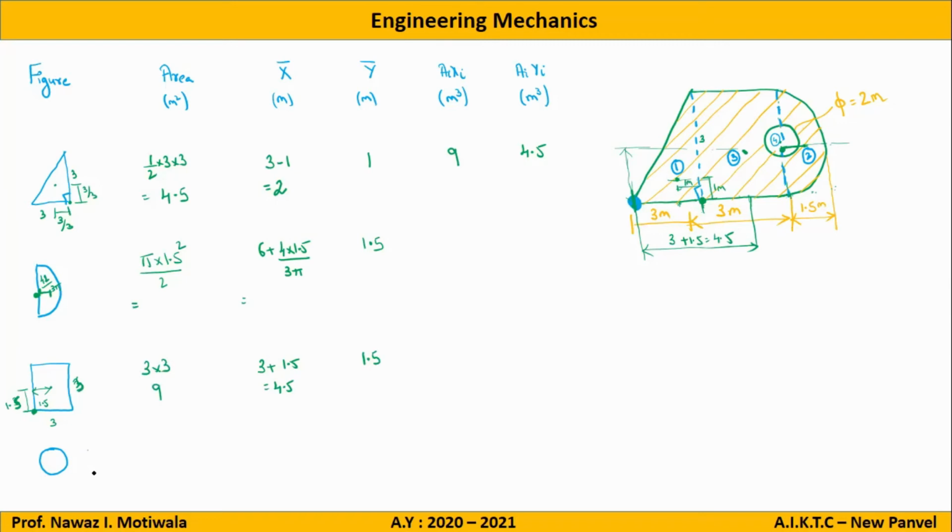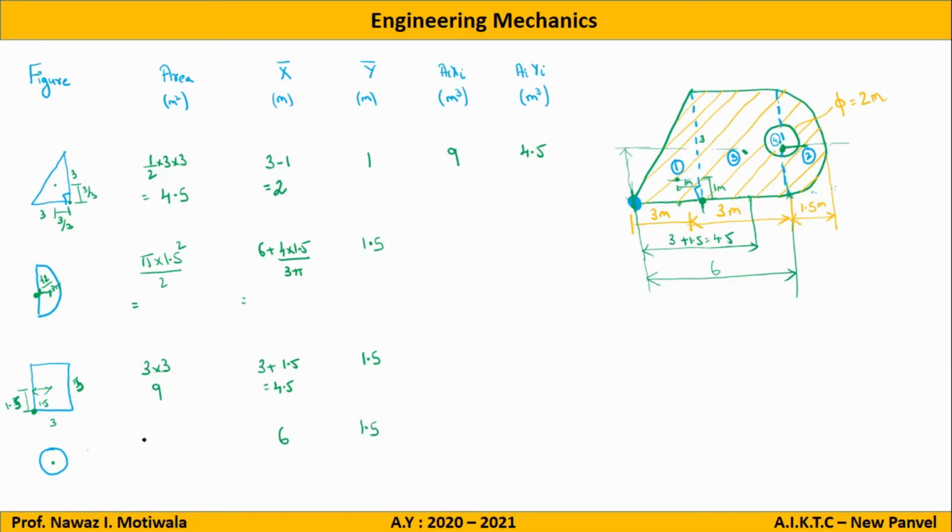Okay. Now for the circle. For the circle, we know that the centroid lies exactly at the center, which is this point. Now I need the distance from this point to this point, and what will that be? It's very simple, directly 6. 3 plus 3. So directly I will write x bar as 6. And what about y? I have reached here. Now from here I have to go up, 1.5. That's it.